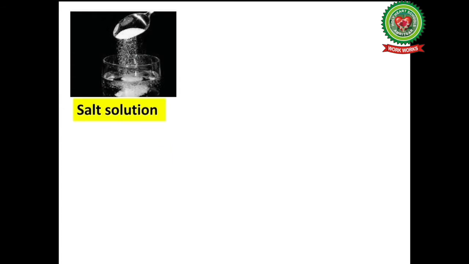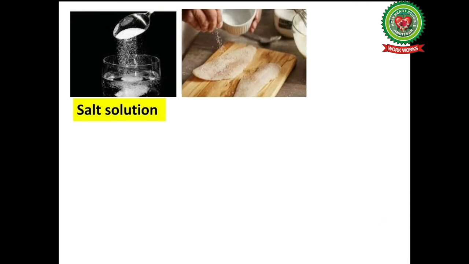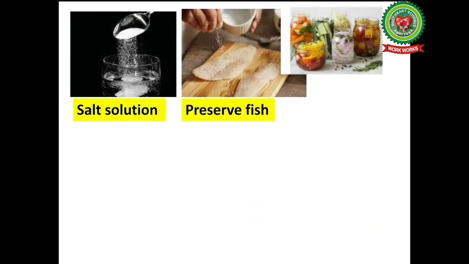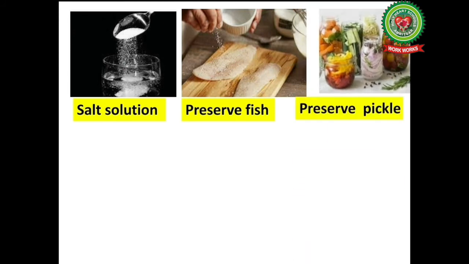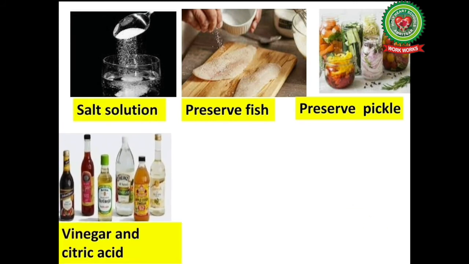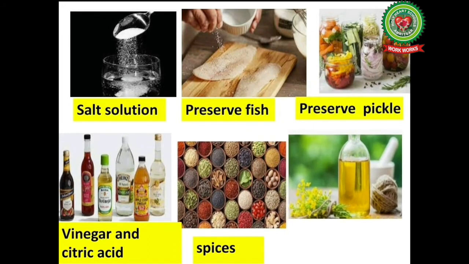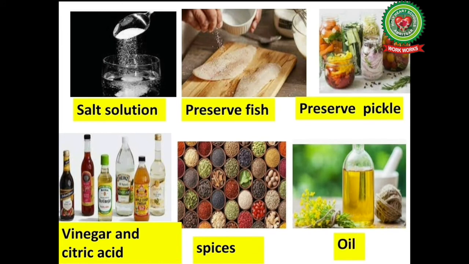The next preservative is salt solution or saturated solution of salt, or even common salt only is also used as a preservative. We are using salt to preserve fishes, and salt to preserve pickles. In pickles we are adding vinegar and acetic acid, which also act as preservatives. Similarly, in pickles we are adding spices, so spices also work as a preservative. We are using oil to preserve pickle, so oil is also one of the natural preservatives.